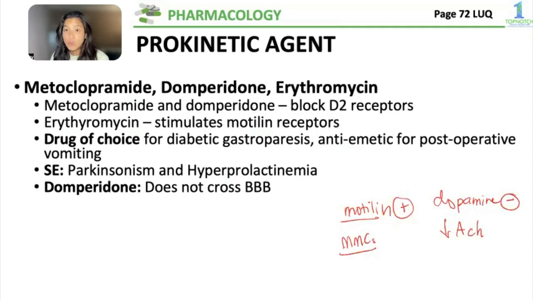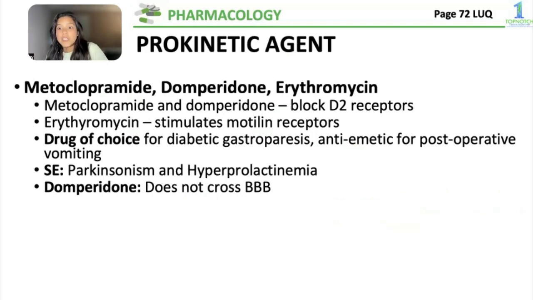So if we want a prokinetic, meaning we want to move our bowels, we have to either increase the motilin or decrease the dopamine. Okay, so how do we do this? There are several drugs that we can give. The two drugs we can give to inhibit dopamine are your metoclopramide and your domperidone. They are D2 receptor blockers. So remember, metoclopramide and domperidone are D2 receptor blockers.